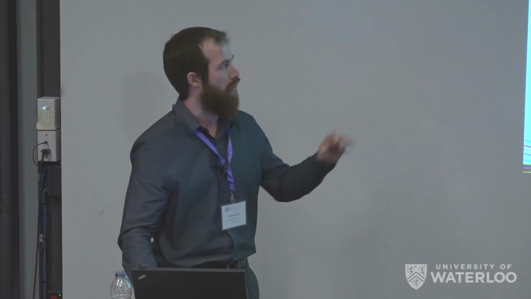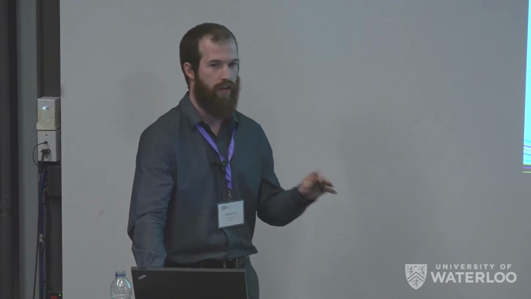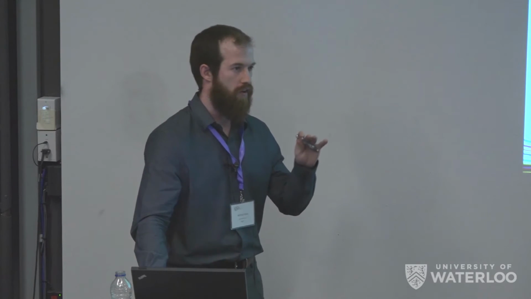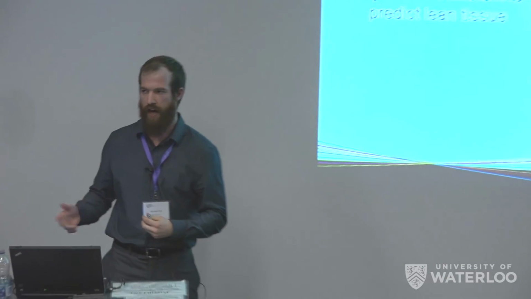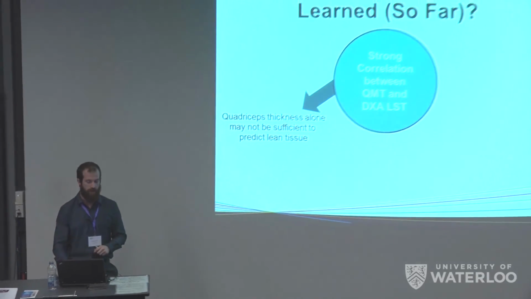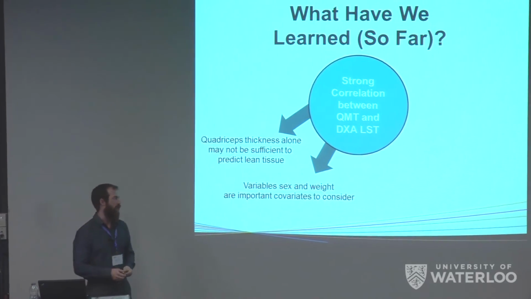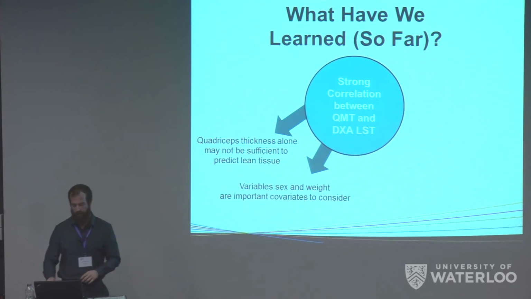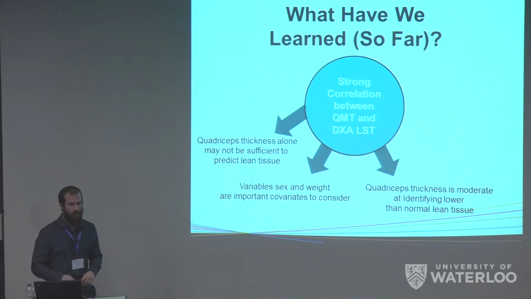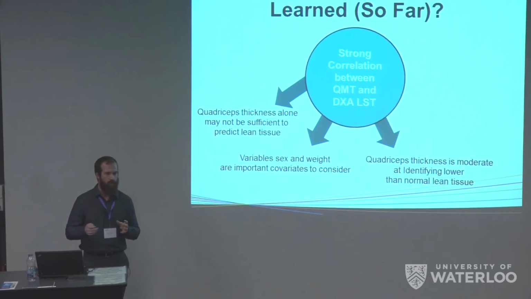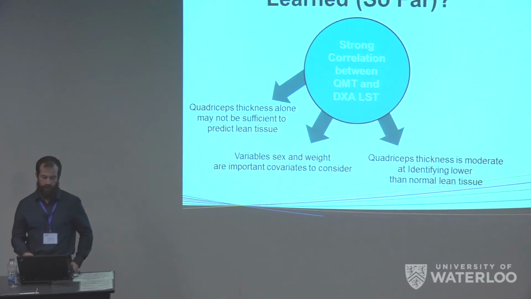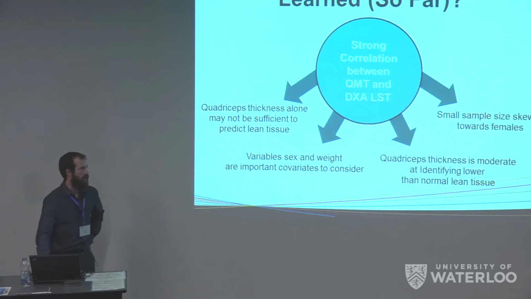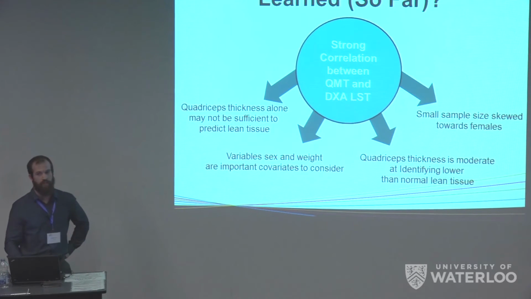So we did obtain that strong correlation between our quad thickness and our DEXA measures, but there was quite a bit of variability. So perhaps quad thickness alone isn't sufficient to accurately predict whole body lean tissue mass, and we need to account for some other covariates, specifically sex and weight. And quad thickness was moderate overall, and 0.84 is moderate at correctly identifying lower than normal lean tissue mass. But we always need to keep in the back of our mind that our sample size is skewed towards females and it is quite small.